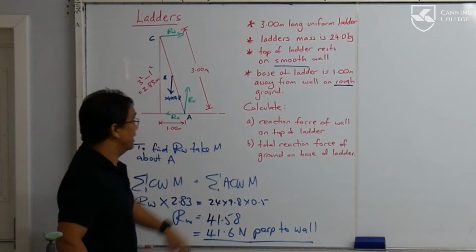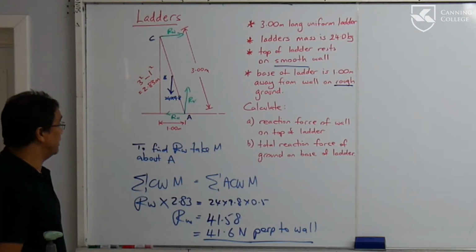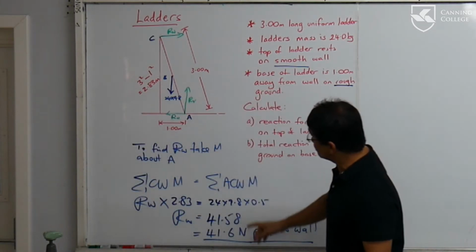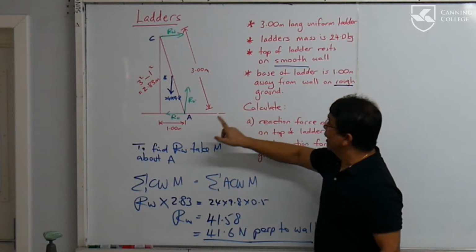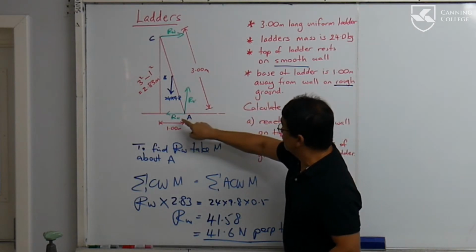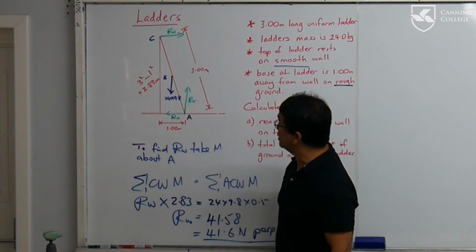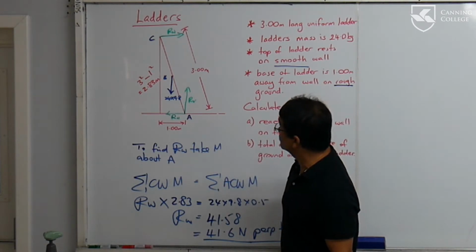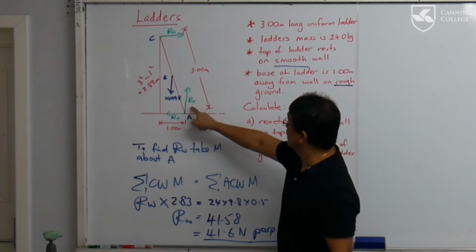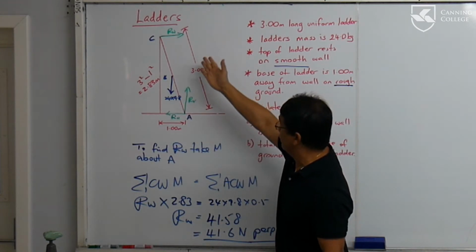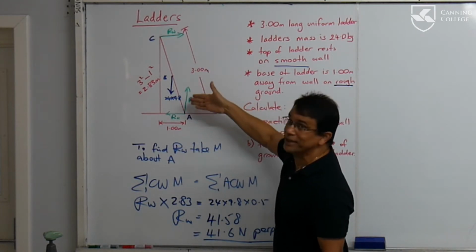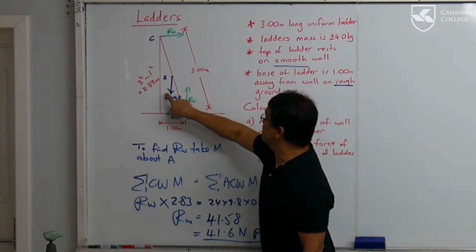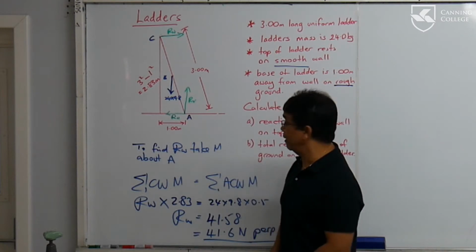Part B, the total reaction force of the ground on the base of the ladder. Well, look at this diagram. We now know a lot about the components that make up the total reaction force of the ground on the base of the ladder. Look at it. RV is an up force. There's only one down force acting in this diagram. That's the weight of the ladder. So therefore, RV must be equal to mg.